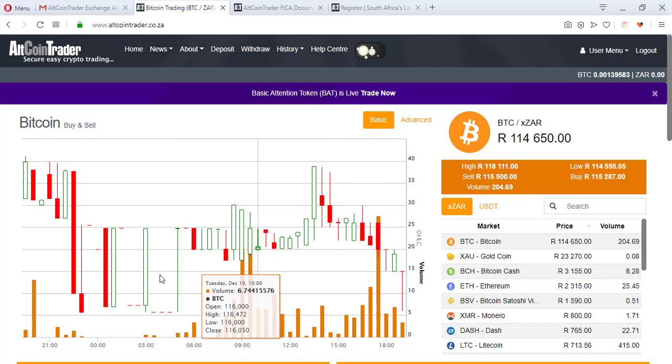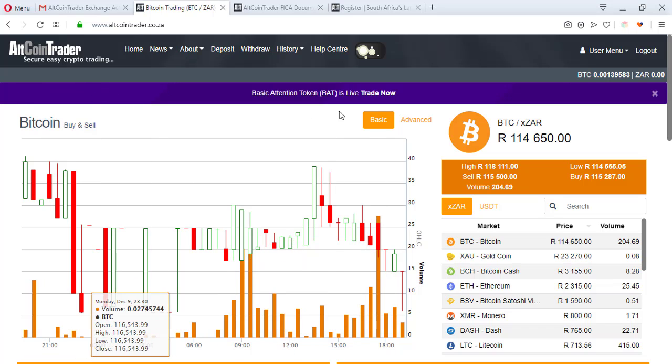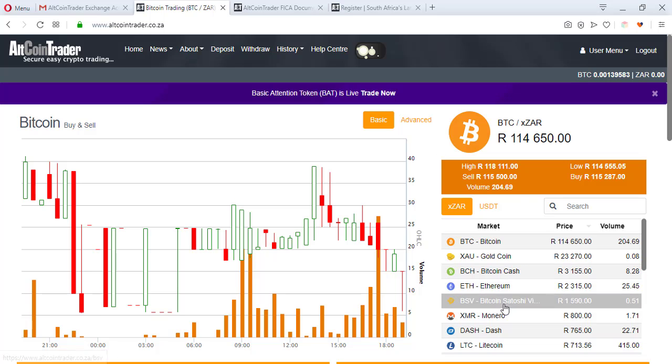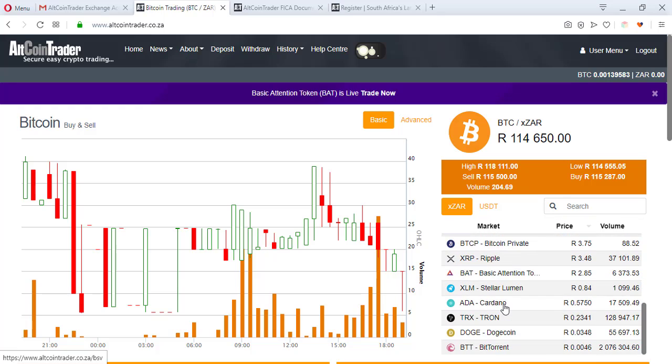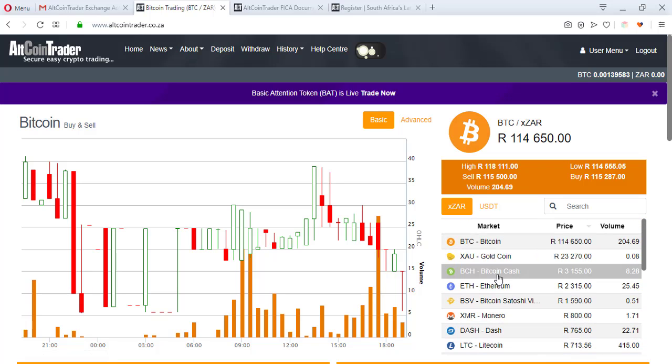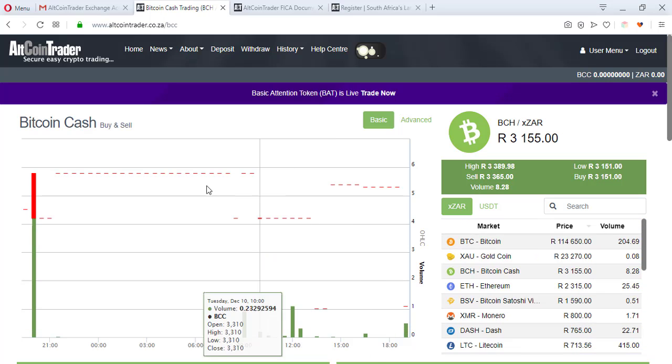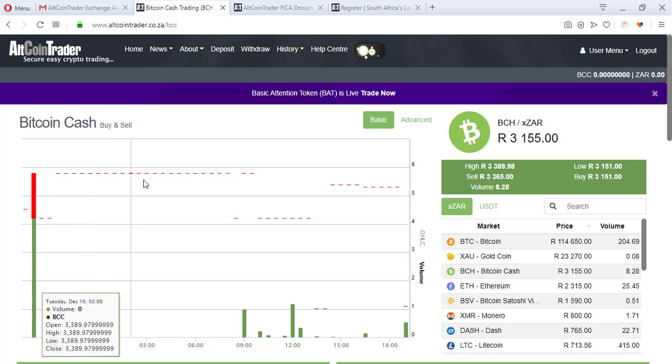So here you see a chart for Bitcoin. This chart can be of any coin that is listed here. All these coins are currently able to be traded at Altcoin Trader. If I click on Bitcoin Cash, you can see to my left that this chart has changed to show me the chart of Bitcoin Cash.